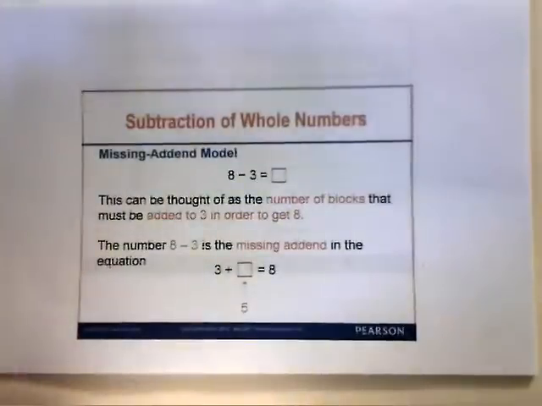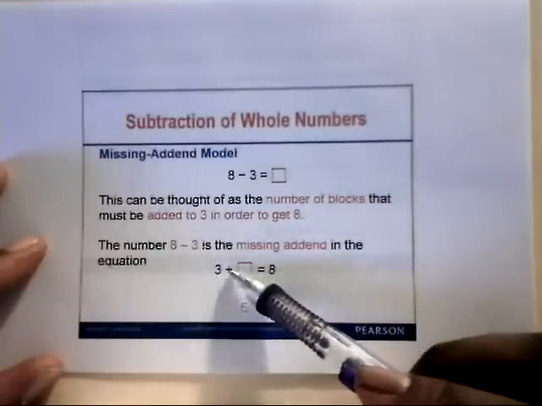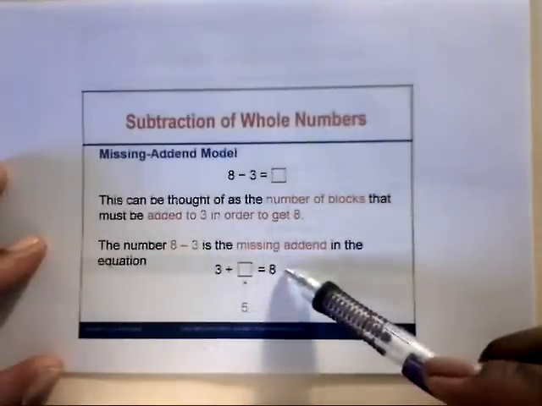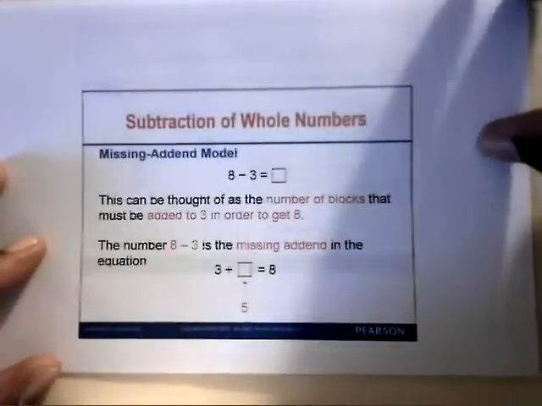This can be thought of as the number of blocks that must be added to 3 in order to get 8. So here 8 minus 3 would be like this: 3 plus what number will give me 8? In this case, it'll be 5. So 8 minus 3 is 5.